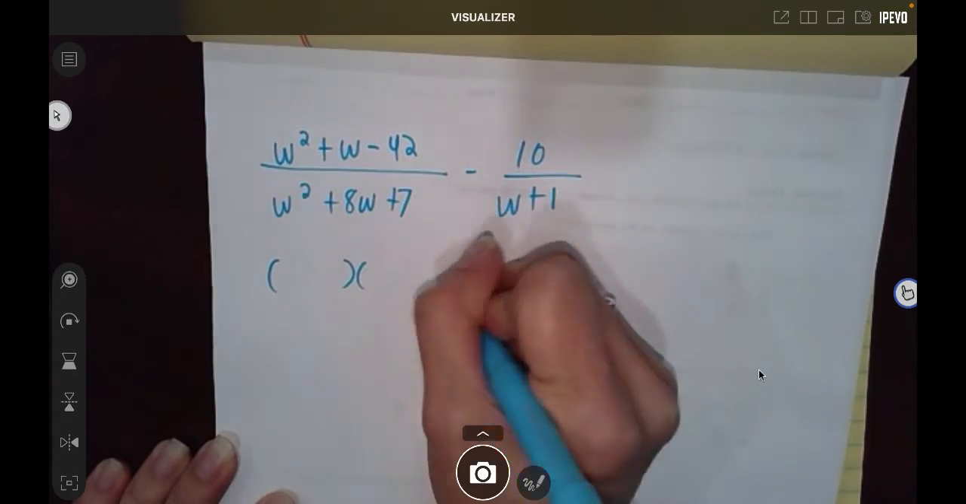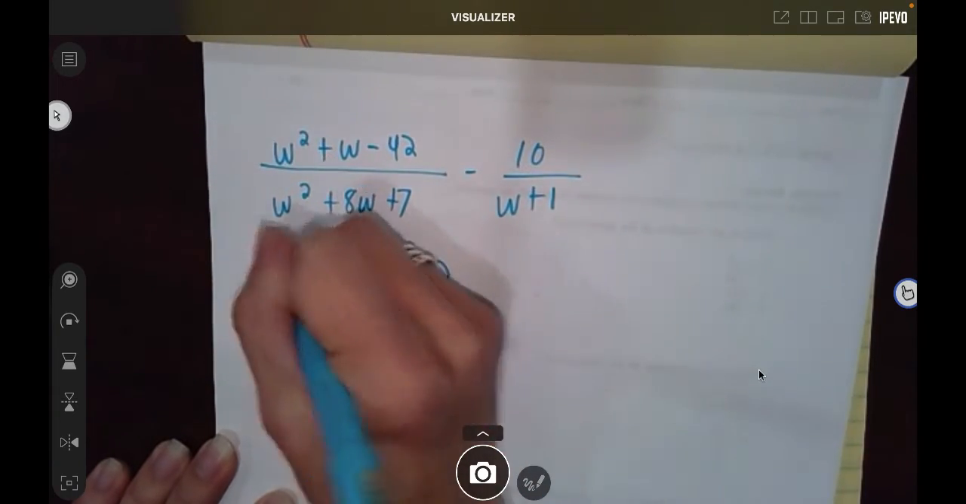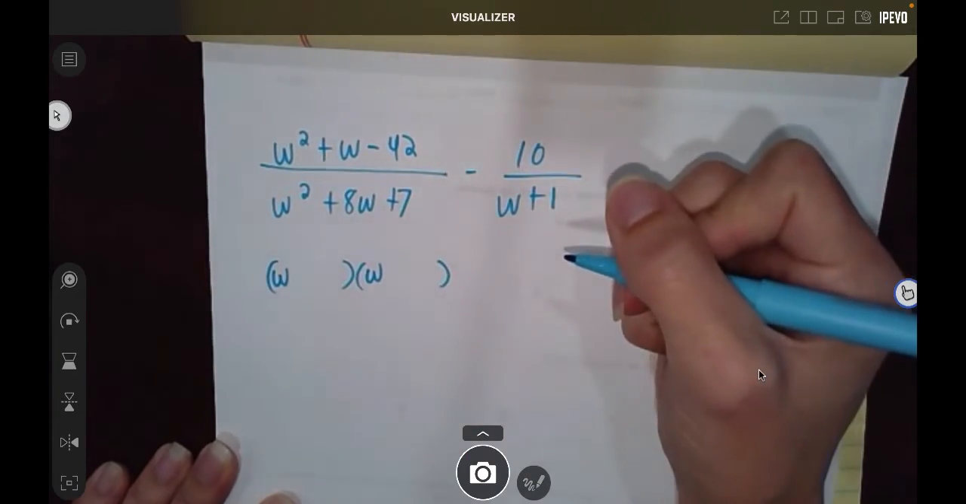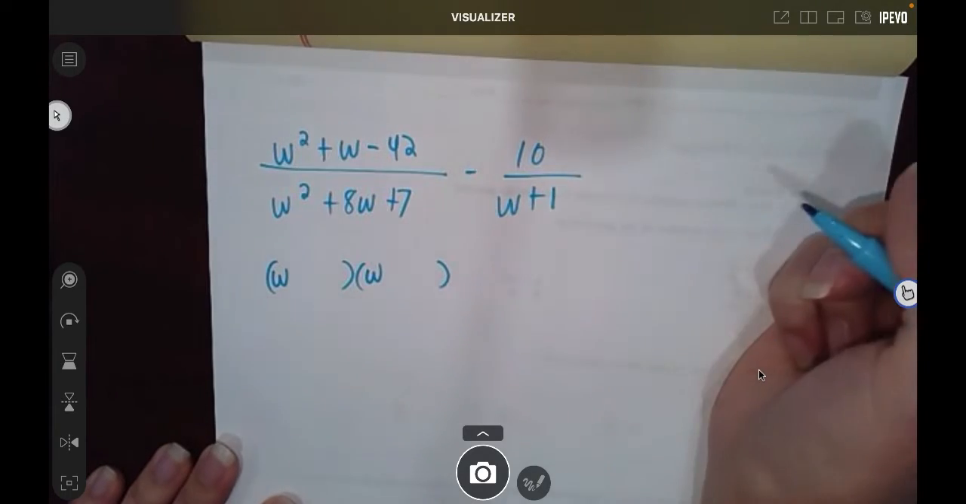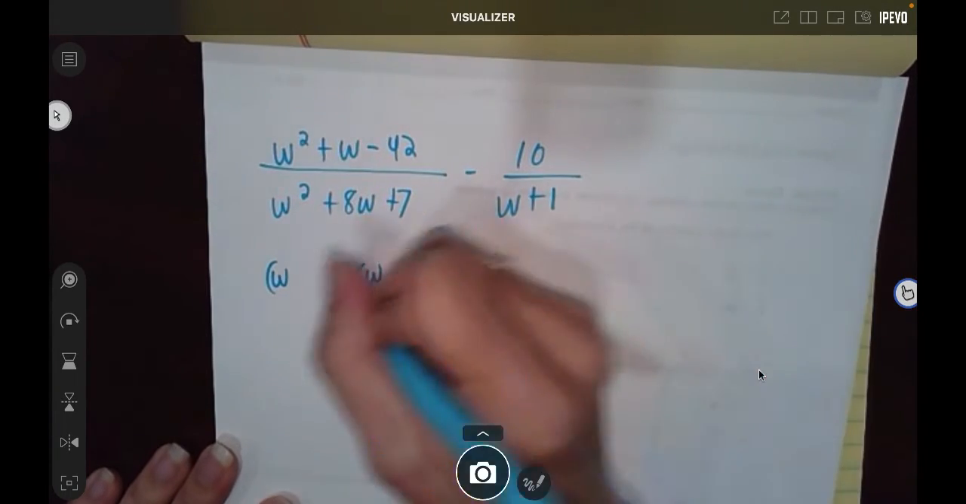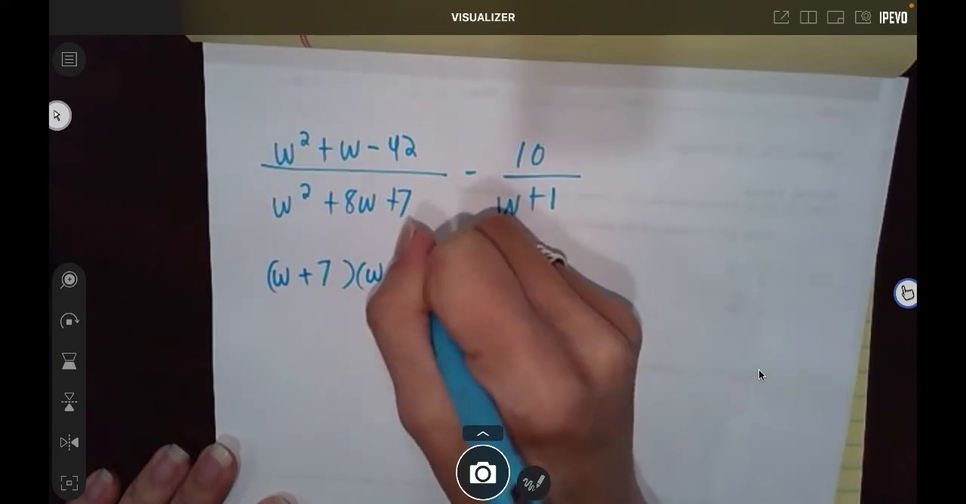Whoa! She got attitude after she got it wrong. The W's and the 7 will cross. What times what is 42? 7 and negative 6. 7 and negative 6.